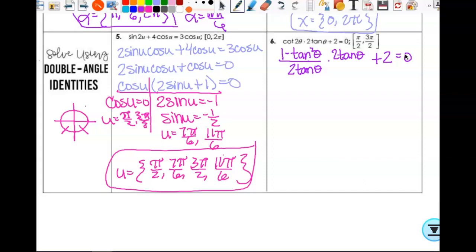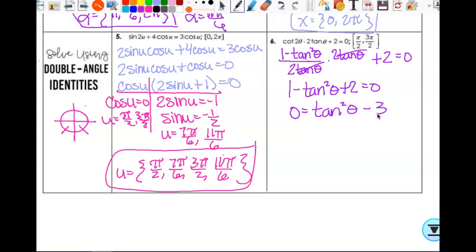Can I reduce anything here? Yep, I can cancel those out. So that leaves me with 1 minus tangent squared theta plus 2 equals 0. So I have a quadratic. First thing I want to do is, well, it is set equal to 0, but I'd like that tangent squared to be positive. So I'm going to move everything over to the right, and I'm going to get tangent squared theta, and then 1 plus 2 is 3, so it'll be minus 3.